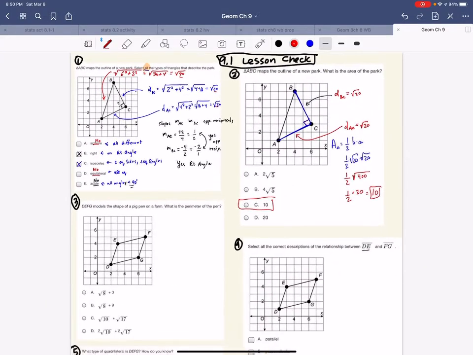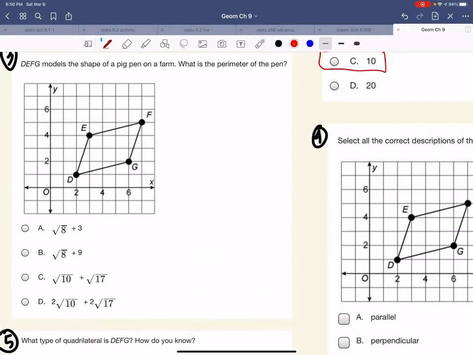Nice. Question number 3. Let's take a look. DEFG models the shape of a pig pen. What is the perimeter? So the perimeter is adding up all the sides, right? So let's figure out what the sides are. So the distance of FG would be, if I went from G to F, I went over 1, up 3. So that's 1 and 3.